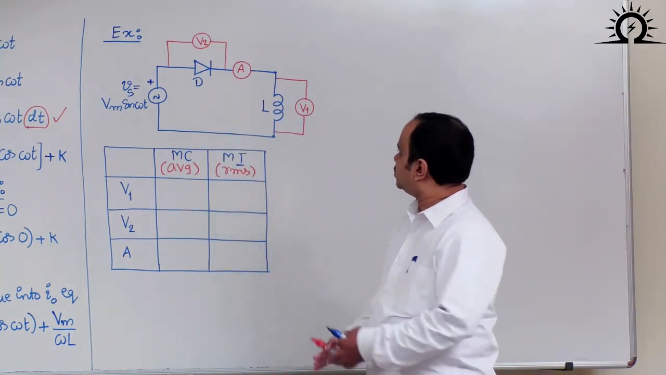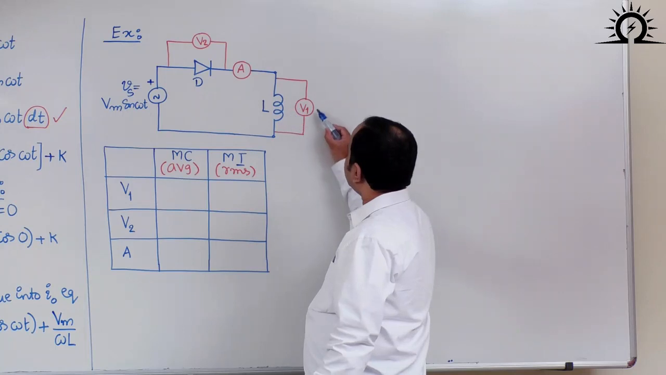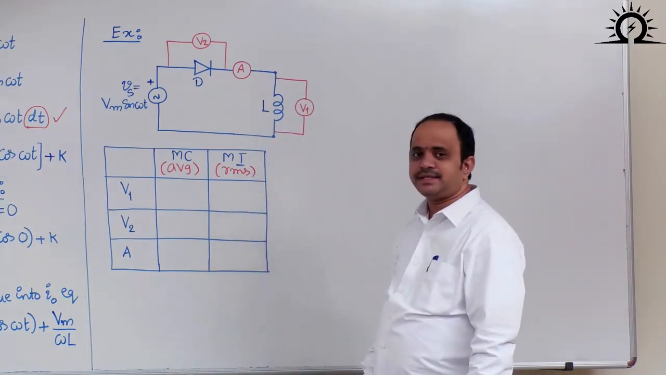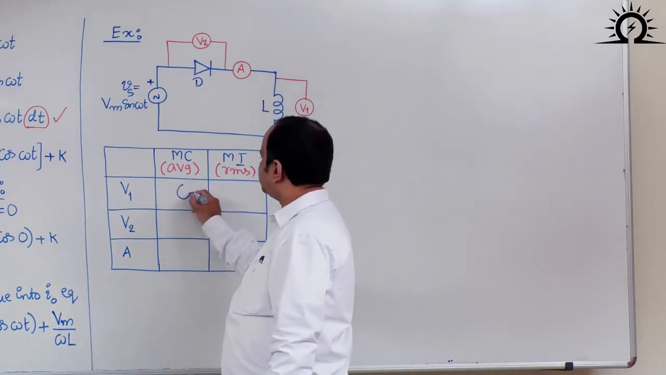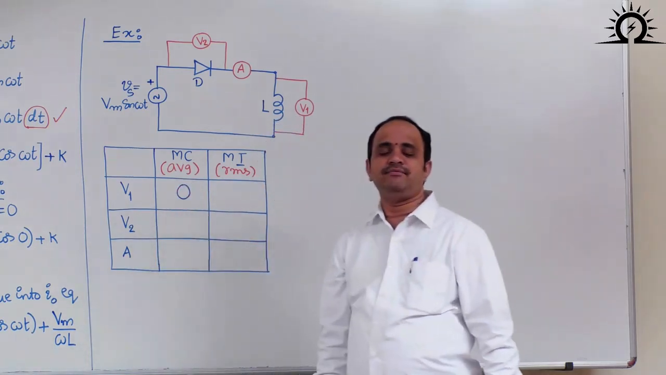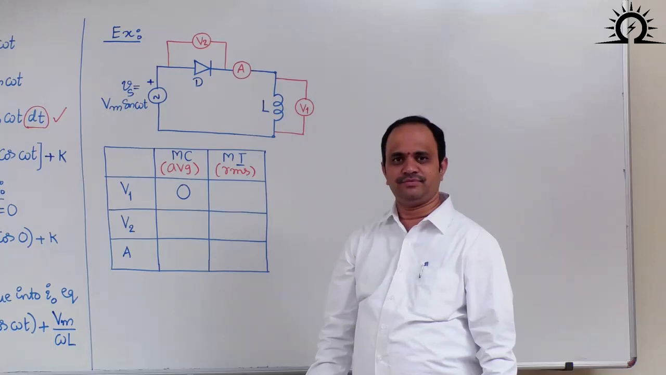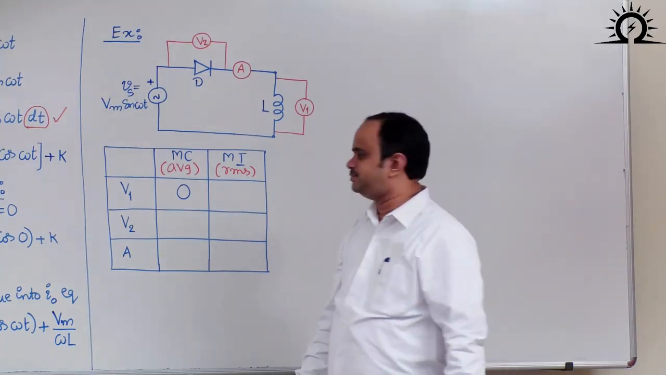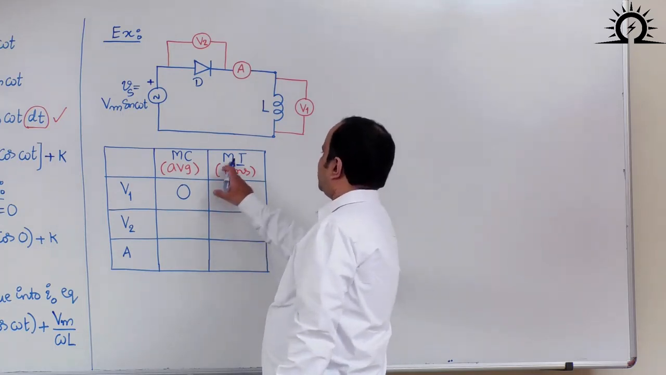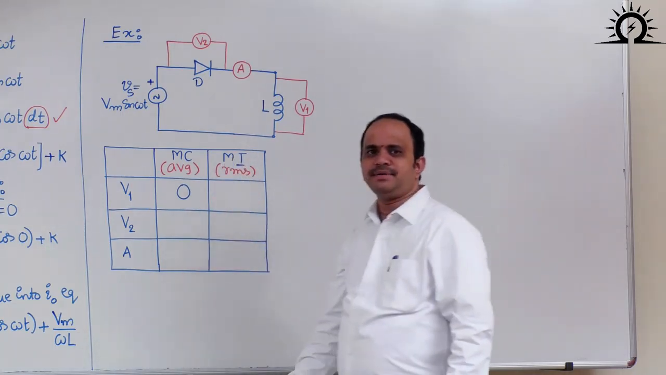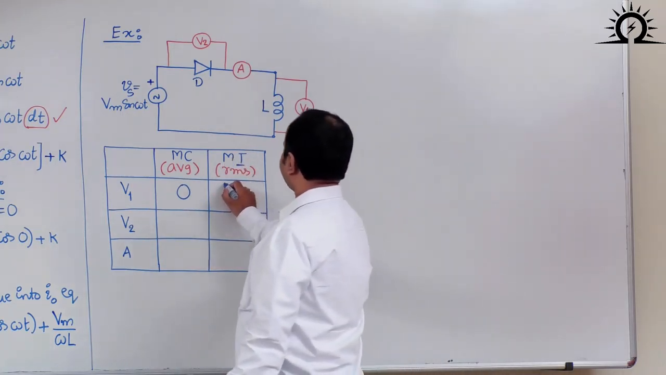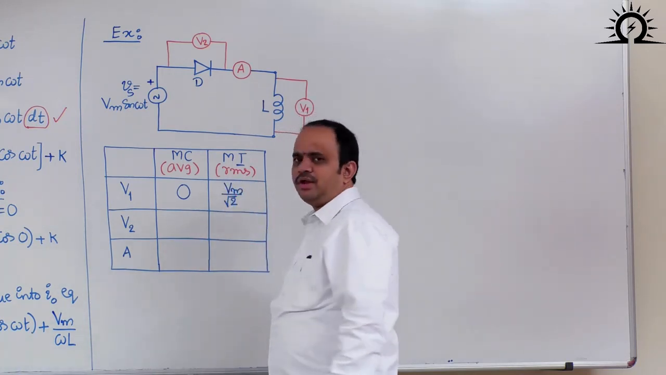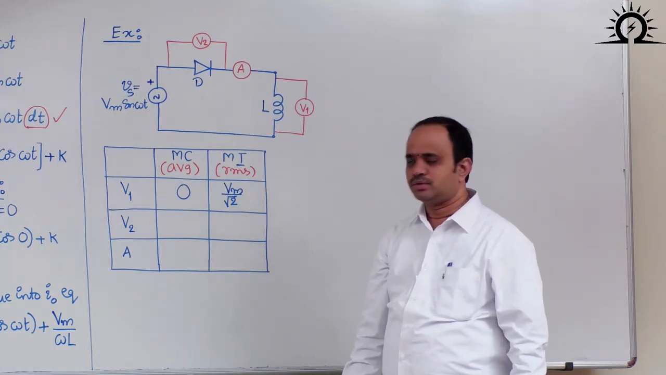As V1 is connected across the inductor, what is the average value? That is 0. Why? Because it has a full sinusoidal waveform; positive area and negative area cancel, so the average is 0. Now MI means RMS value. What is the RMS value for a full sinusoid? Peak value by root 2, Vm by root 2.